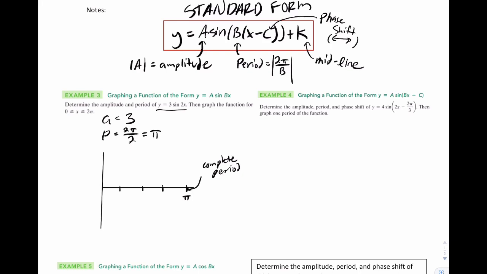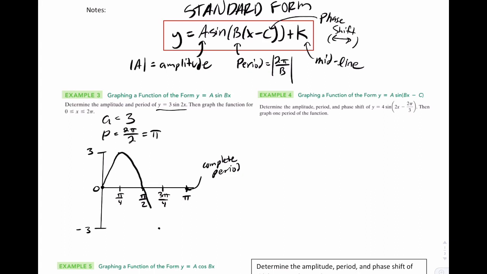Now all we're going to do is figure out half of that. That's right here, pi over 2. Half that again, that's pi over 4. And the third one should be 3 pi over 4. The amplitude is going to be your y-axis value, so that's going to be up 3, down 3. And of course, there's your 0. Now it's a sine curve, which means you're going to start at the middle. It's positive, so we're just going to go up. So right here is our sine wave.